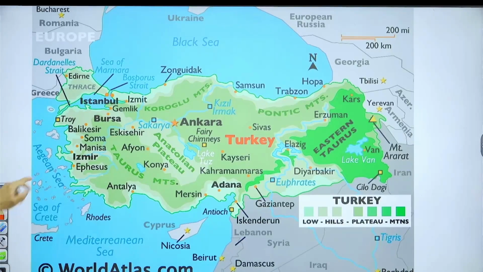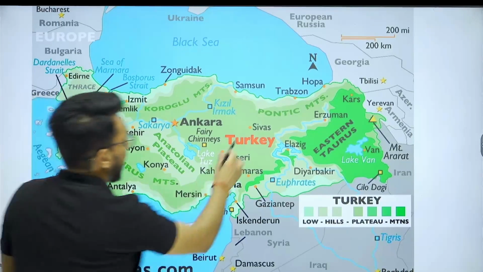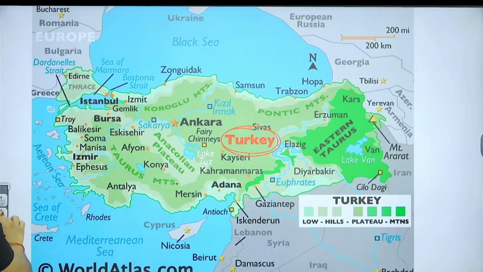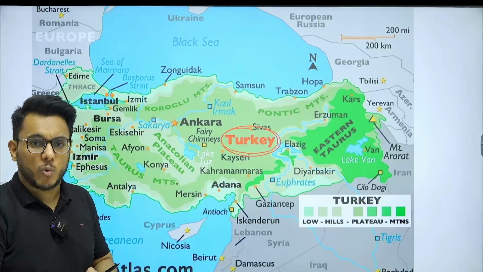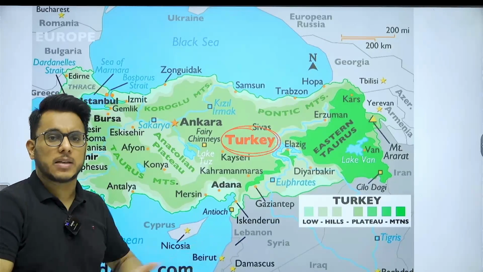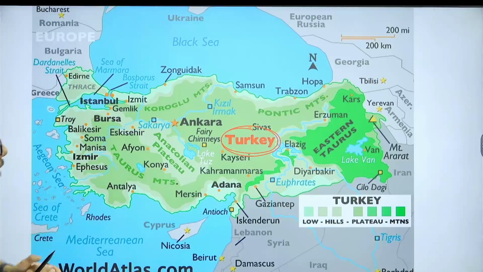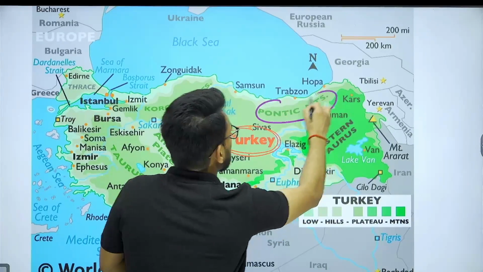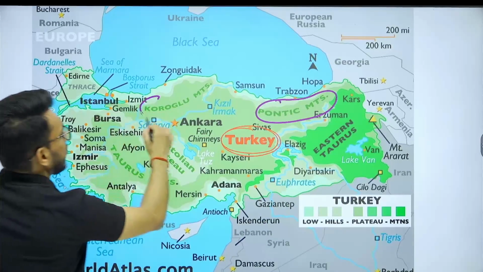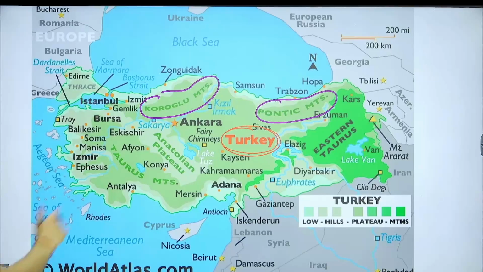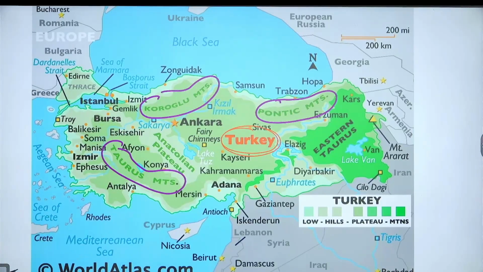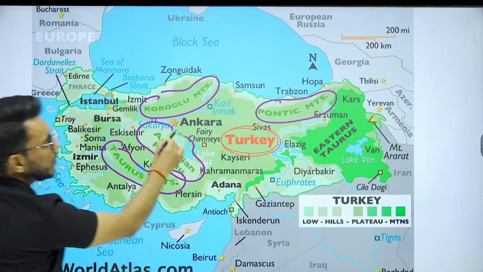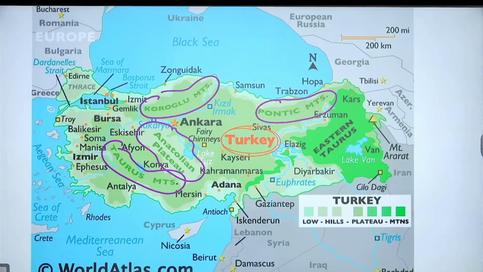Now guys, on the southern side of the Black Sea, we have Turkey. As we are seeing Turkey, let's see the important aspects with respect to Turkey also. Why? Because recently the Turkish president got re-elected. So in Turkey, some important locations that we have here are the Pontic Mountains, then here we have the Koroglu Mountains, and here we have the Taurus Mountains. Again, Pontic Mountains, Koroglu Mountains, Taurus Mountains. Here we have the Anatolian Plateau, which is in a kind of mid of Turkey.